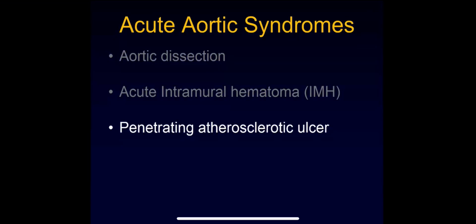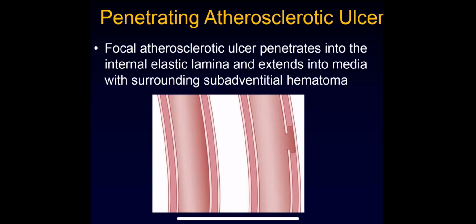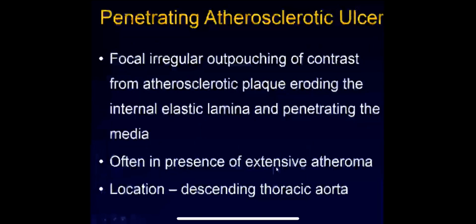Lastly, I'm going to be talking about penetrating atherosclerotic ulcer. A symptomatic penetrating atherosclerotic ulcer constitutes part of the acute aortic syndrome. There is a focal atherosclerotic ulcer which penetrates into the internal elastic lamina, and it extends into the media right up to the adventitia, and you may have some surrounding subadventitial hematoma. This focal irregular outpouching erodes the lamina, and it is often seen in the presence of extensive atheroma, and more commonly seen in the descending thoracic aorta.